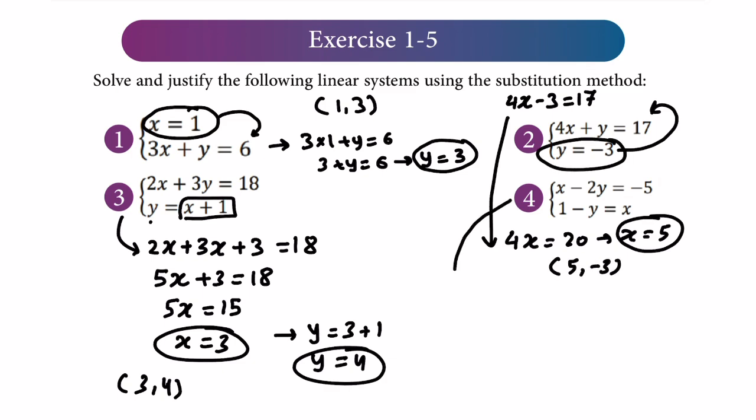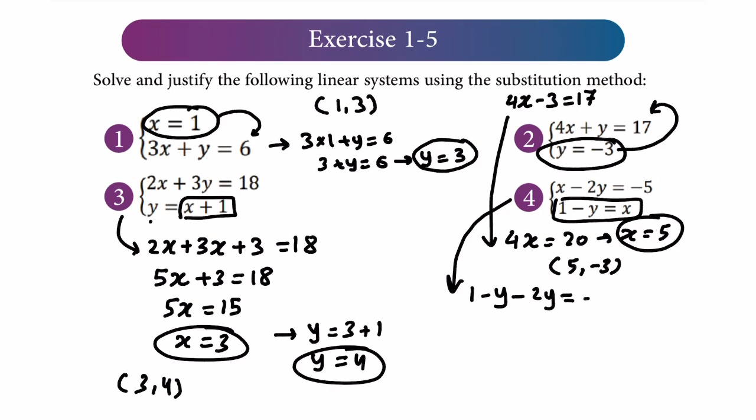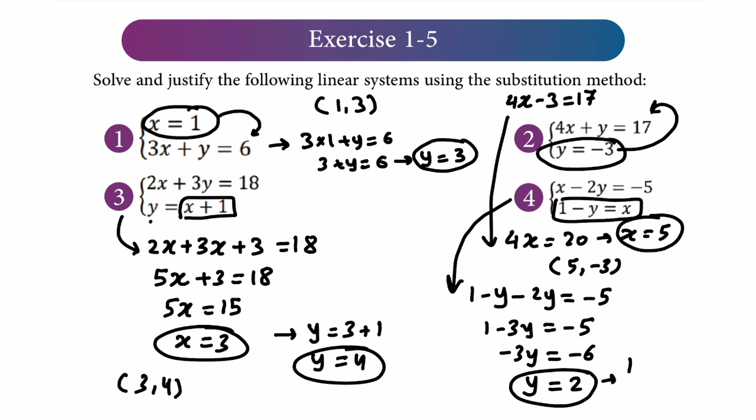The last question here, you put the x in the question. This part, you give it to the x. So we get 1 minus y minus 2y equals minus 5. So you get 1 minus 3y equals minus 5. Minus 3y equals minus 6, divided by negative 3, we get 2. This is the y. So I'm going to put it back in the question. I have 1 minus 2 equals x. So minus 1 equals x is the answer. So the solution for this question is minus 1 and 2.